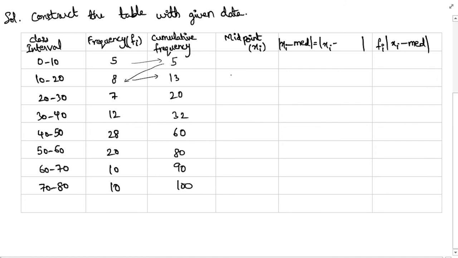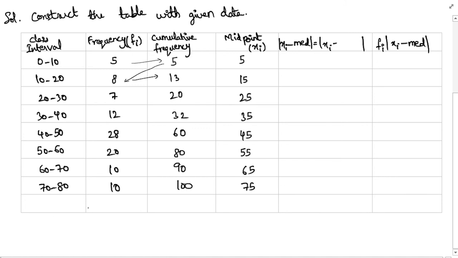And then the midpoint, that is xi. The midpoint of 0 to 10 will be 5, right? Then for 10 to 20 it will be 15. Then this is 25, this is 35, 45, 55, 65, and this is 75. Now we have to find xi minus median here. For that we have to calculate the median first, right?